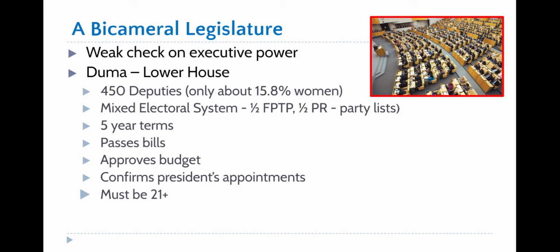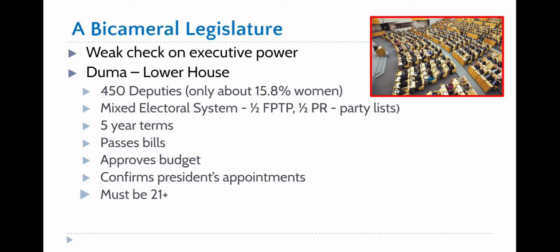legislative system. And really what I think is interesting is it has almost a sort of House of Representatives type feel compared to the Federation Council, which is chosen in some part the same way that the U.S. used to choose its senators pre-1912, when state legislatures would choose its senators. So the Duma itself has 450 deputies. One thing that's worth pointing out is they are mostly men, so about 15.8% women, which is fairly low.